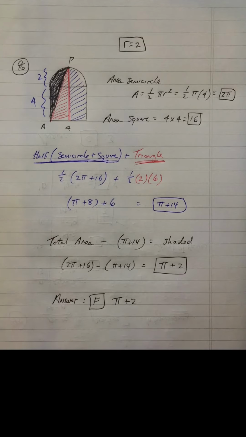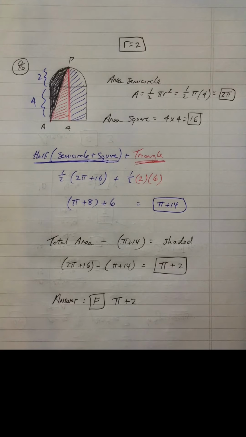The red triangle is a half of the base, which is half the side of the square, so it's 2, times the height, which is the square plus the radius, which is 6. Therefore, that area of the red triangle is 6. The total area of the blue shaded region and the red shaded region is the area of this half figure plus the triangle, which would be pi plus 14.